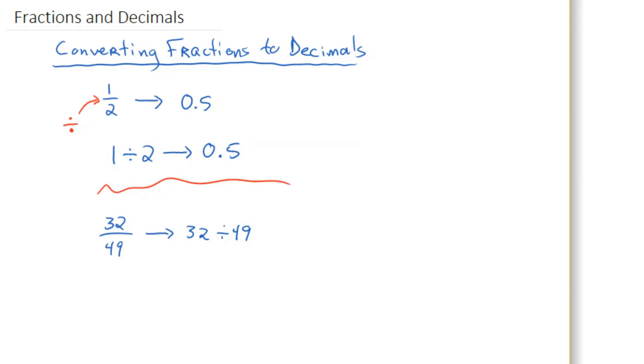Once I enter that into the calculator, you're going to get a mess. It's going to fill up your whole calculator because it's going to go on forever. You get 0.65306 and some more stuff. We're going to talk about rounding here in a minute, but for now I just want to talk about this idea of converting it to a decimal.